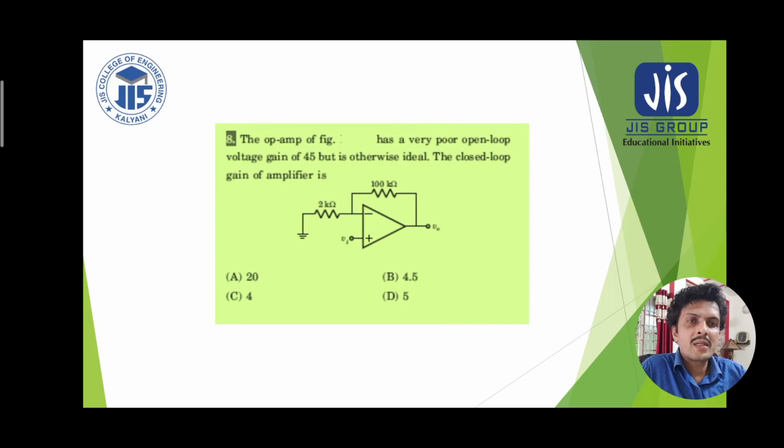And this is another circuit to find the closed loop gain of the amplifier, where 2 kilo ohm is the input resistance and the feedback resistance is 100 kilo ohm. The voltage gain is also given as 45. So all these are homework for today's class.